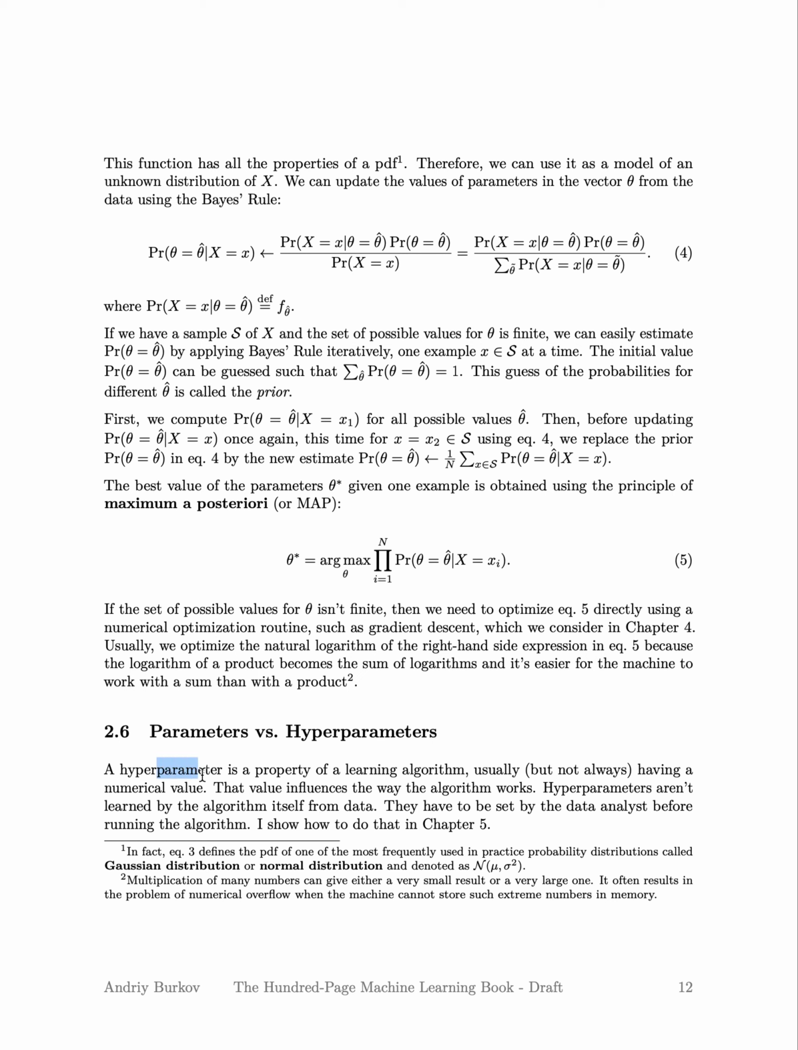So what is a hyperparameter? A hyperparameter is simply a property. If your learning algorithm requires a property which is not exactly a numerical value, right?